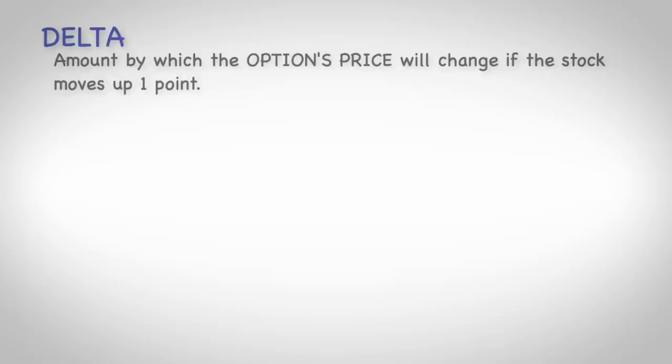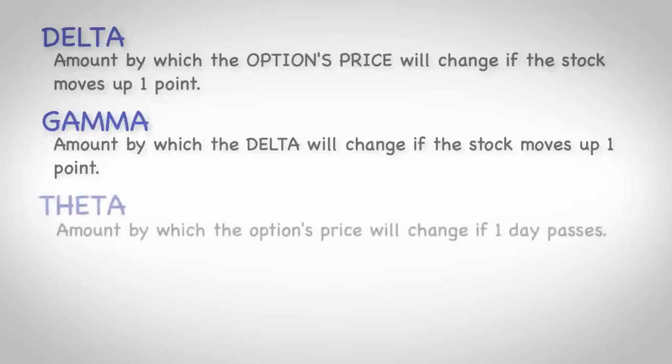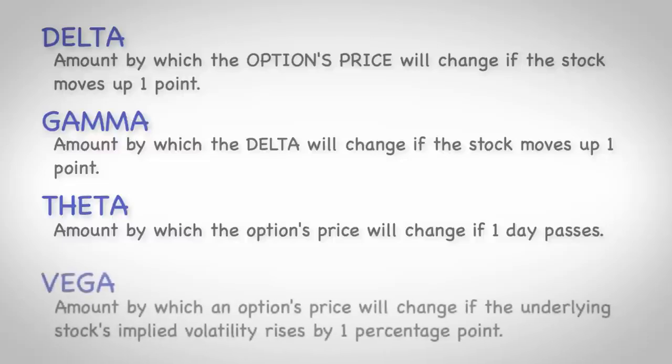Okay, so those are the four main option Greeks we look at. Delta is the amount by which an option's price will change if the underlying stock price rises by 1 point. Gamma is the amount by which an option's delta will change if the underlying stock price rises by 1 point. Theta is the amount by which an option's price will change if 1 day passes. And vega is the amount by which the option's price will change if the underlying stock's implied volatility rises by 1 percentage point. We talked about how each of these Greeks will give you an idea of what an option's price will do as each day passes and the underlying stock's price and implied volatility move around.